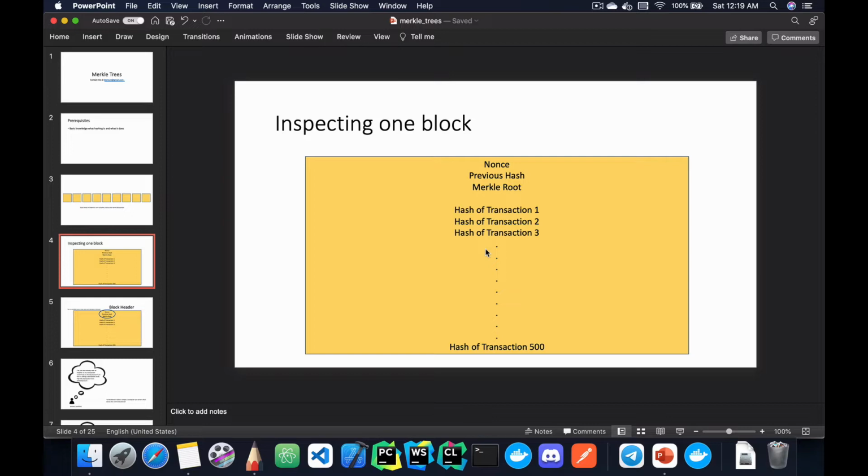So lastly, we have a list of the hash of transaction. We have a hash of transaction 1, hash of transaction 2, hash of transaction 3, all the way up to the 500th transaction. Okay, so this is essentially just a list of the hash of transactions that has been done at one point in time.